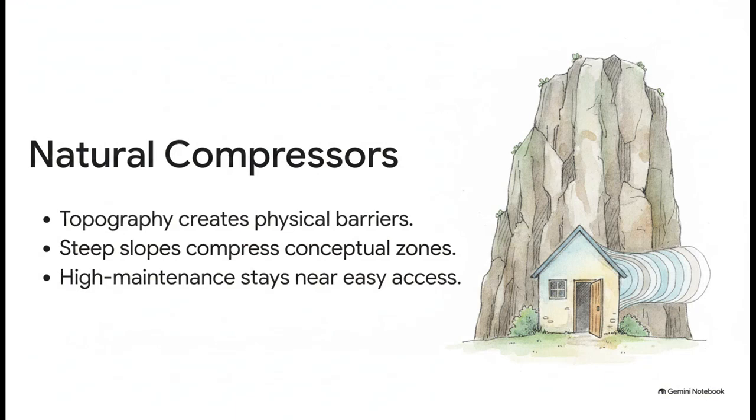Even though it's physically just a few feet away from the kitchen window, the immense effort, the absolute friction required to climb it, compresses Zone 1 into this tiny, paper-thin sliver. Because you rarely go up there, that nearby slope instantly turns into a distant Zone 3 or Zone 4. The topography is basically acting as a massive compressor against human movement.